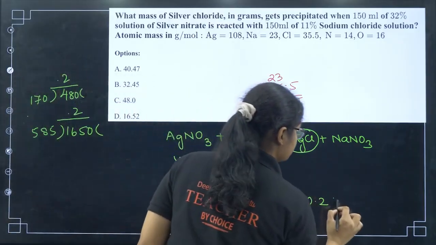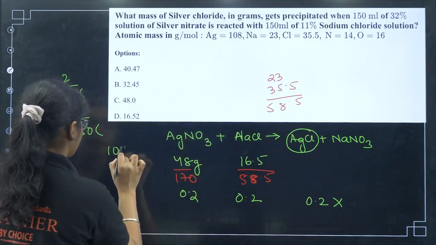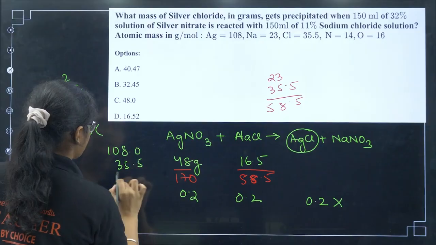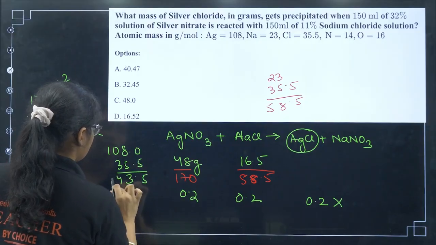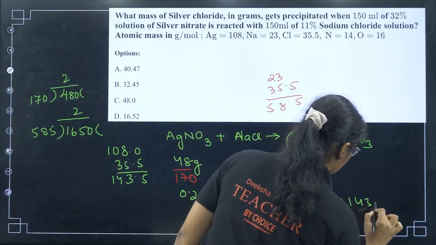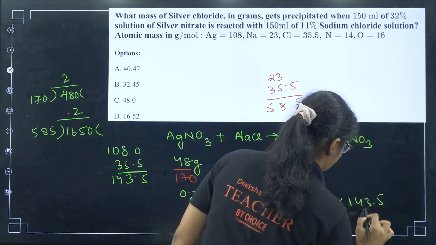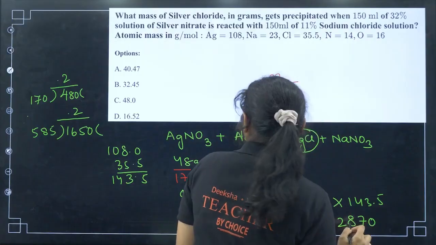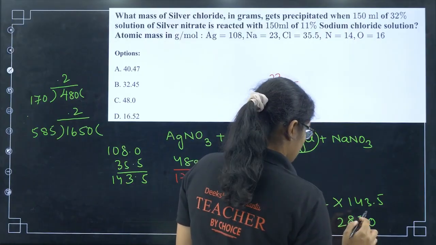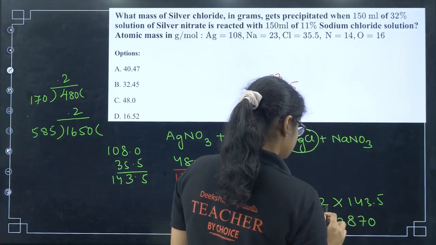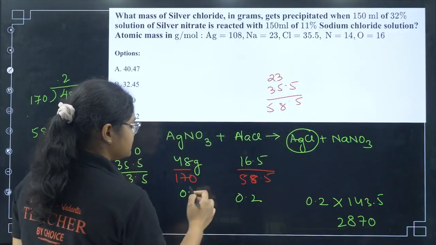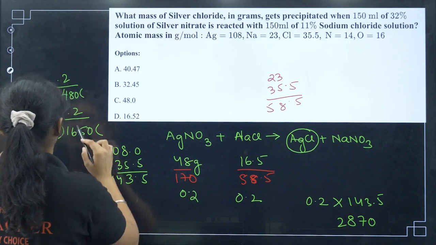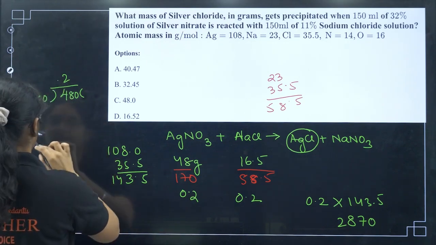Now if I want to convert this 0.2 moles to grams, what is the molar mass of AgCl? 108 plus 35.5, so I will get 143.5. Or if you put the decimals and everything, just a minute, I think we can take one more decimal place, then I'll get a more accurate answer.